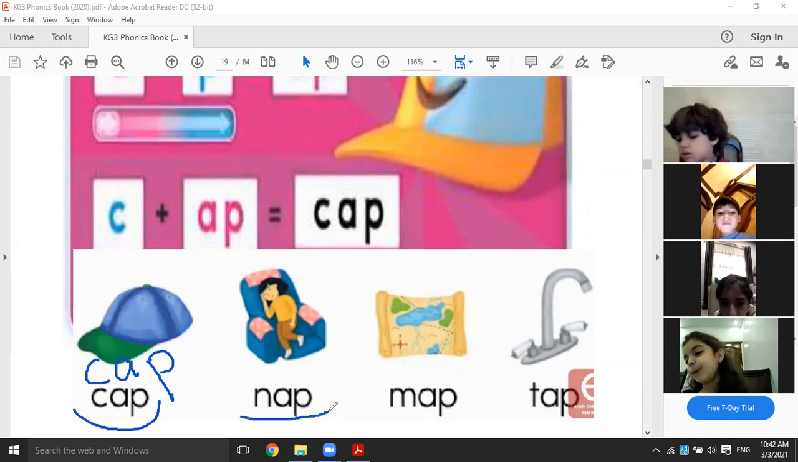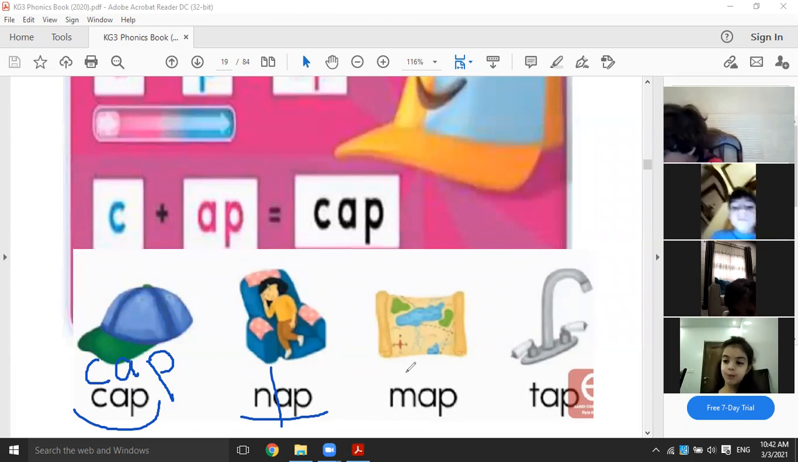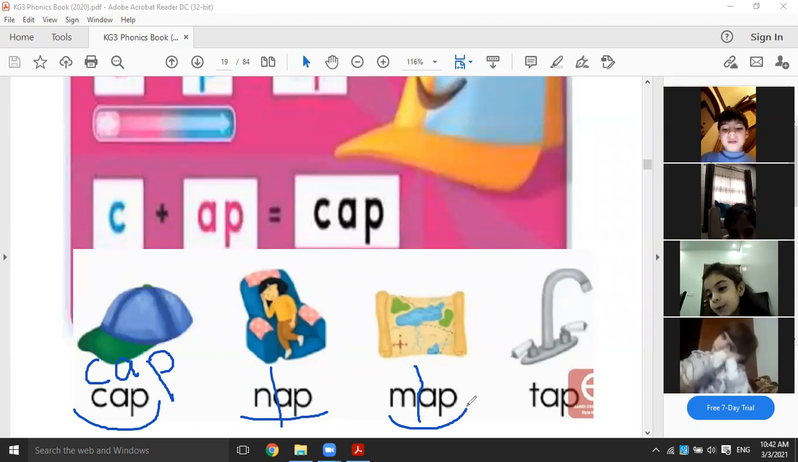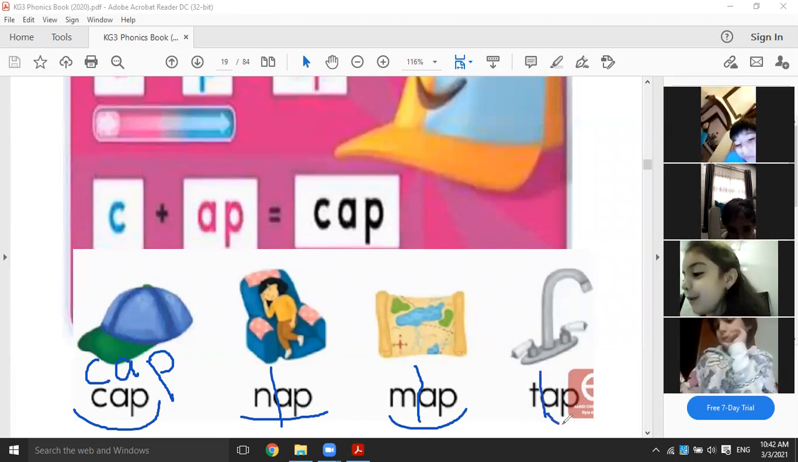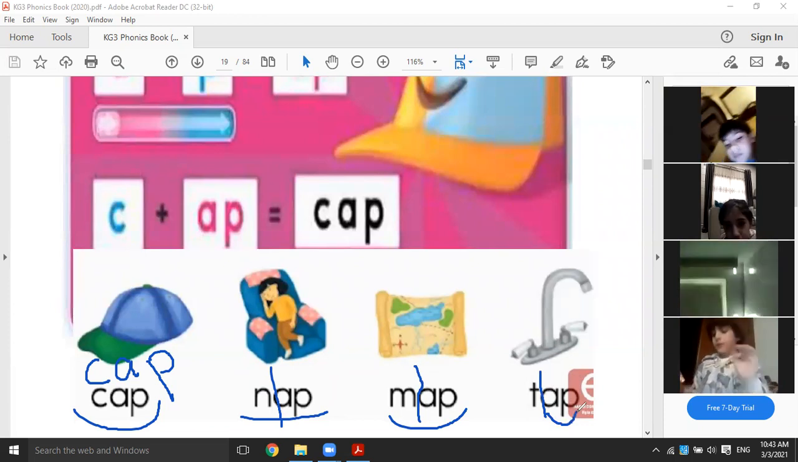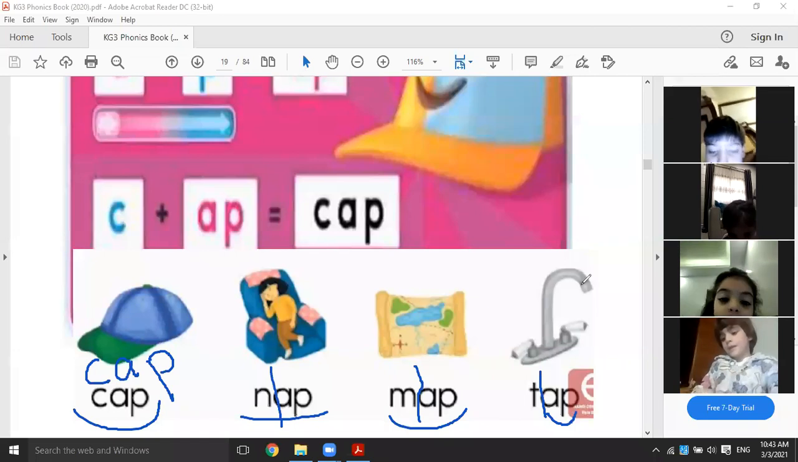And this word, N plus app, nap. N plus app, map. Map. N plus app, tap. Tap, Hisham.